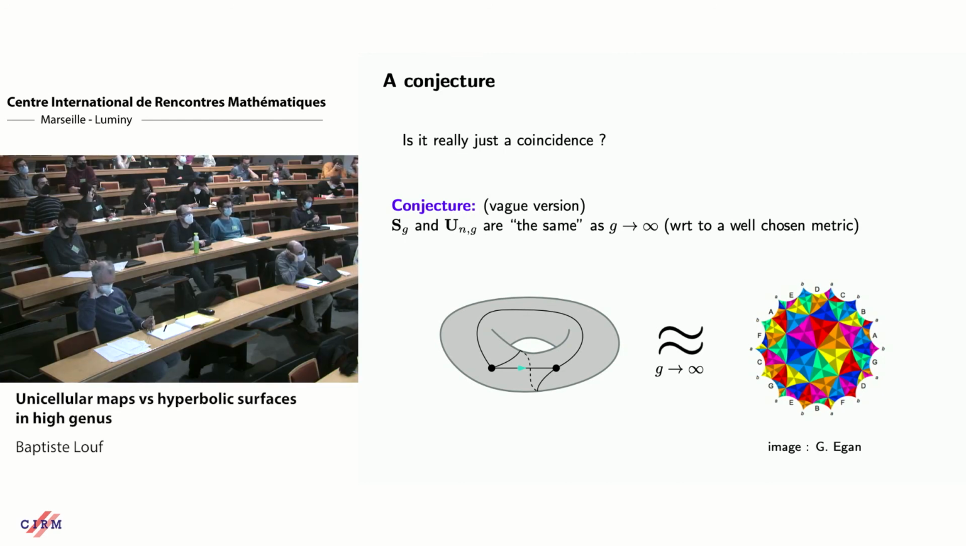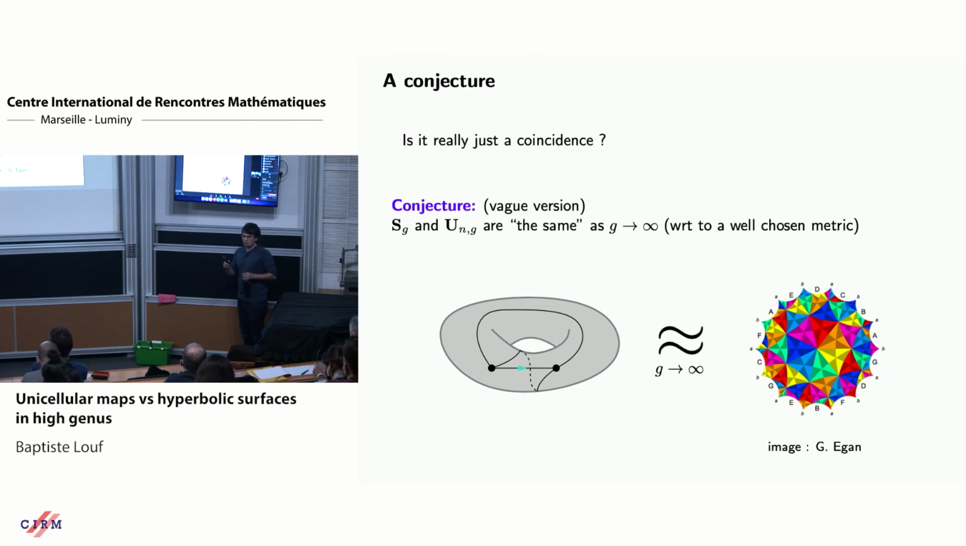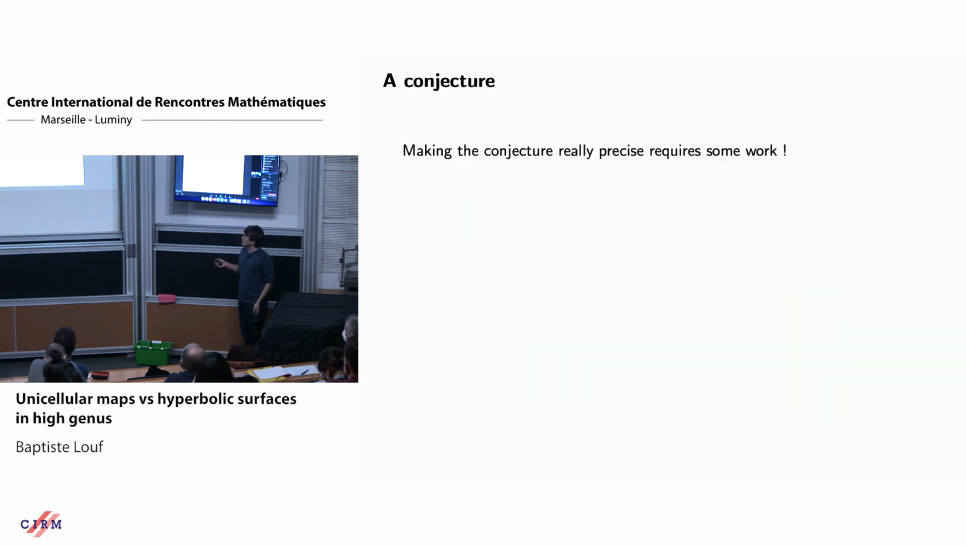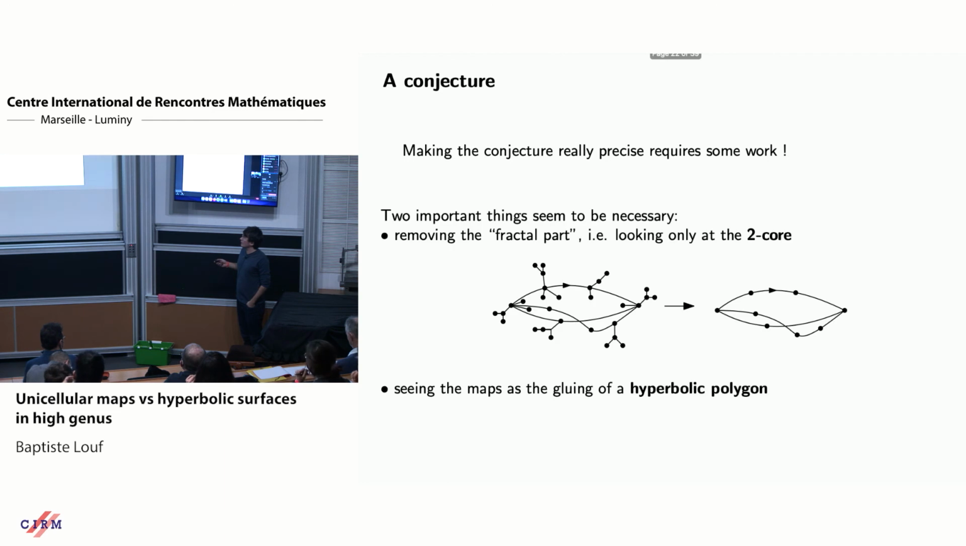I'm not going to give you a very precise conjecture. One of the main reasons is that it's actually hard to make a really precise conjecture because it requires some work. But we've identified a few key points at least, and then I'm also going to explain why this conjecture needs to be refined a bit.